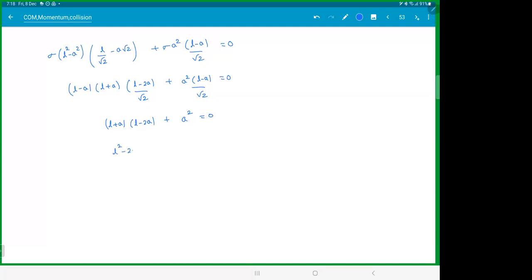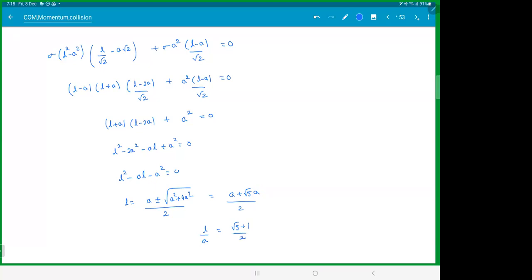Expand this: L square minus 2A square minus AL plus A square is 0. L square minus AL minus A square is 0, a quadratic. L is equal to A plus or minus root of A square plus 4A square, by 2. This should be plus root 5 A. Don't take minus, because L can't be smaller than A. So you get the ratio L by A is root 5 plus 1 by 2.